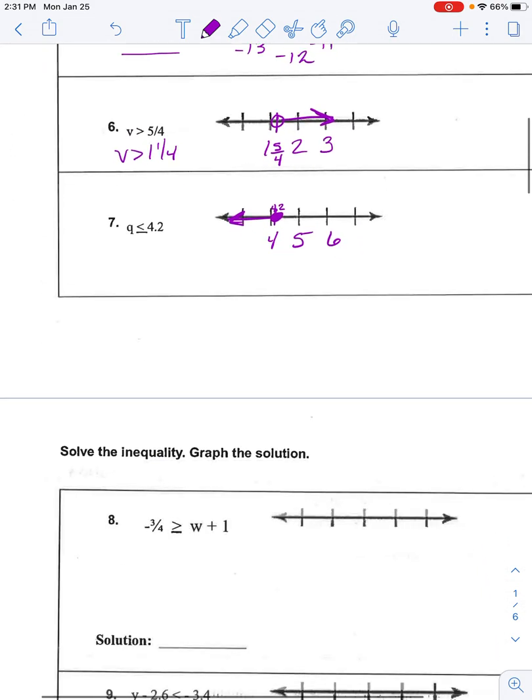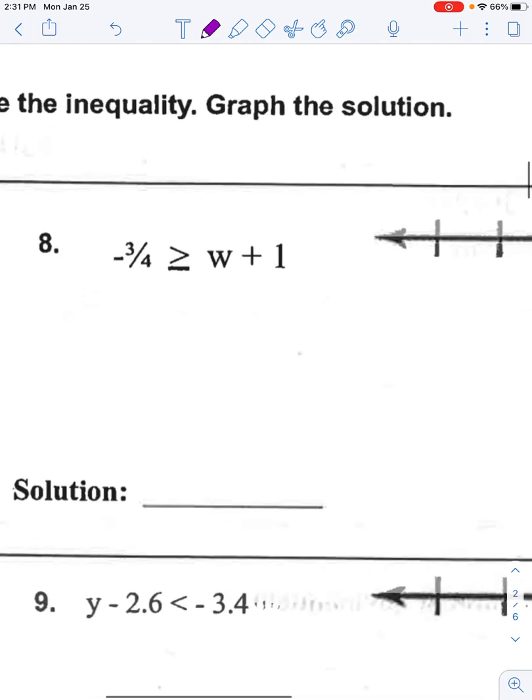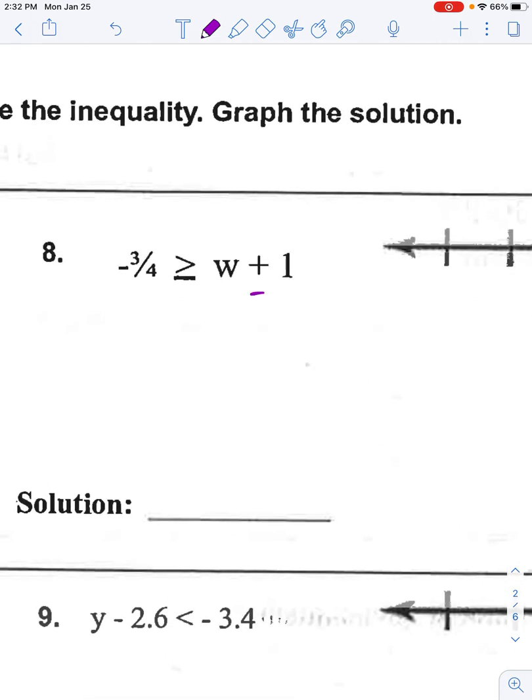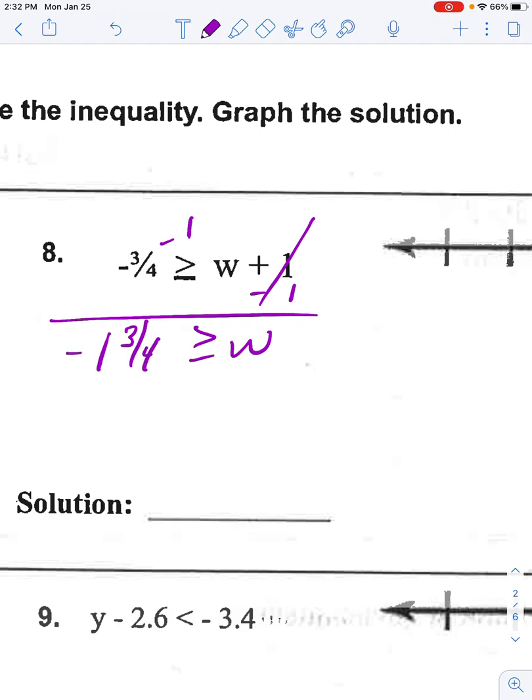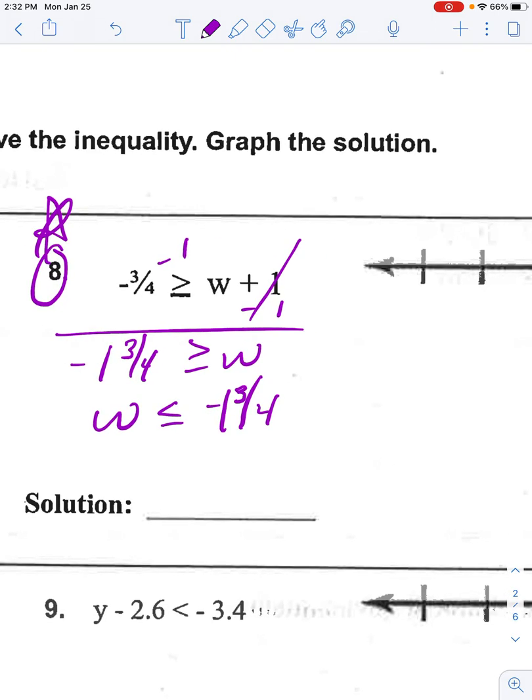Okay. Solve the inequality, graph the solution. It says W plus 1, so I'm going to subtract 1 from both sides. -3/4 minus 1, same sign, find the sum, lots of negatives. Okay, remember your variable has to go on the left. So we're going to flip the sign. So I have W is less than or equal to -1 3/4.